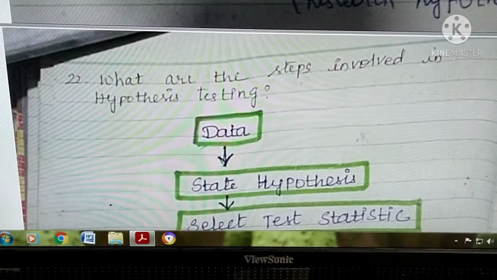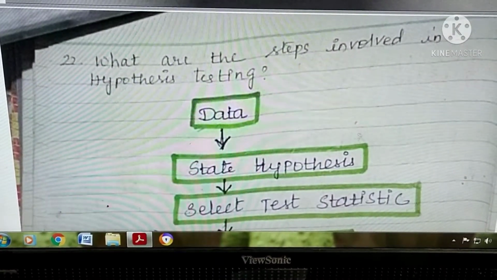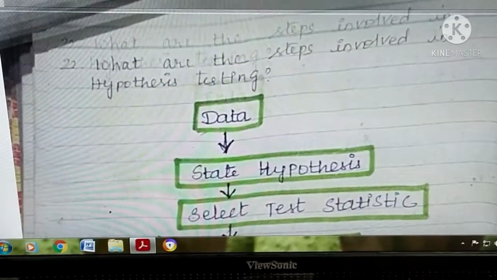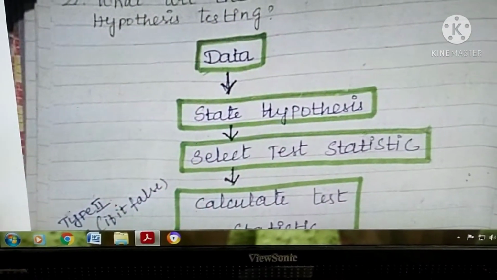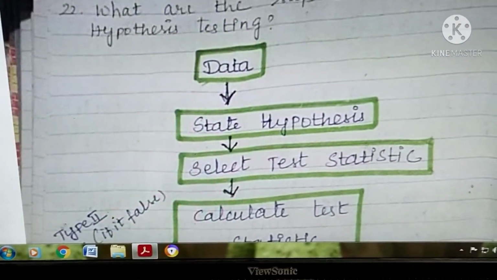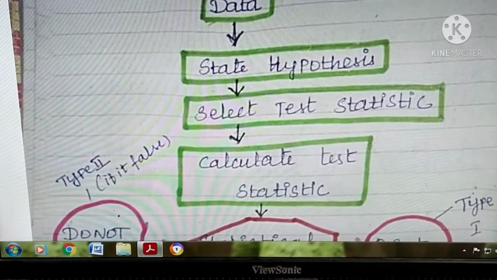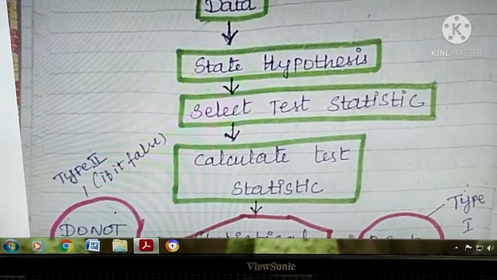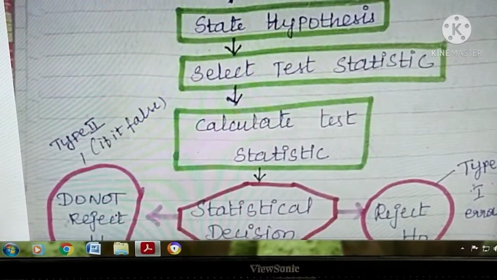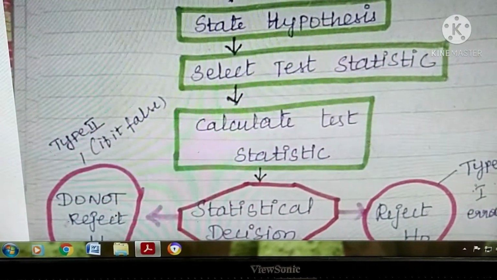Next question. What are all the steps involved in hypothesis testing? See, this is additional knowledge. The steps are: one is data collection. Second one is state hypothesis. What type of hypothesis should be stated? And select test statistics. Calculate test statistics is the next step.